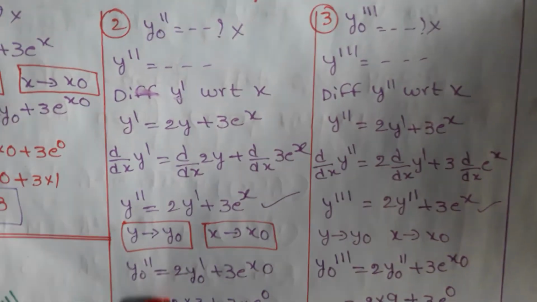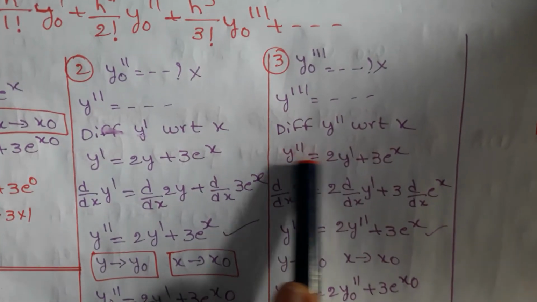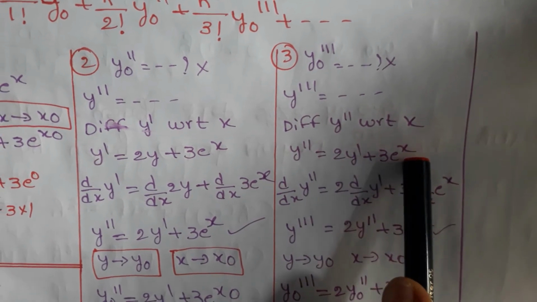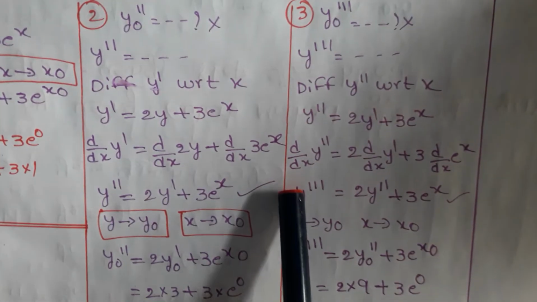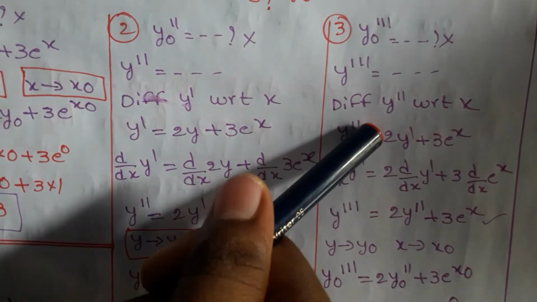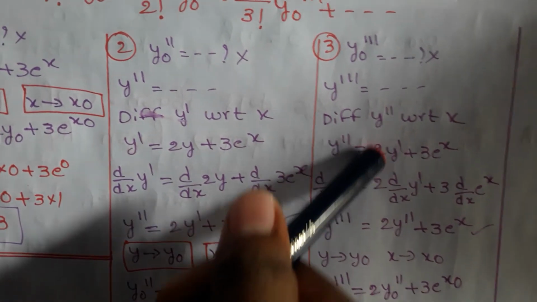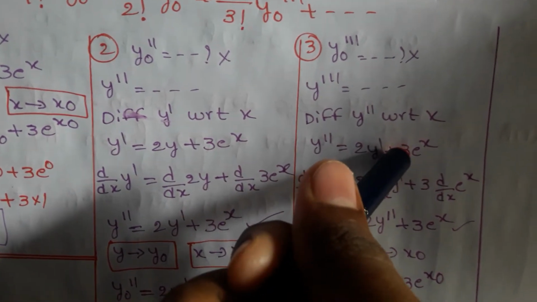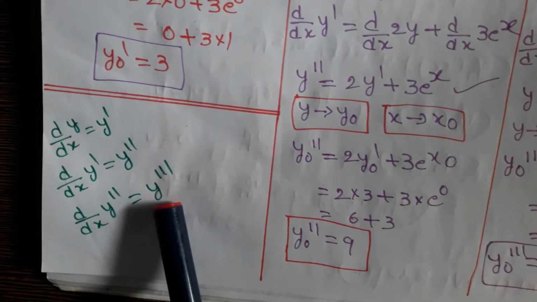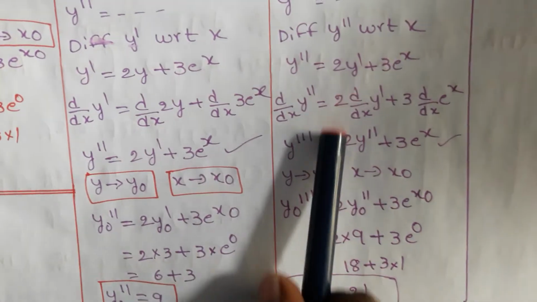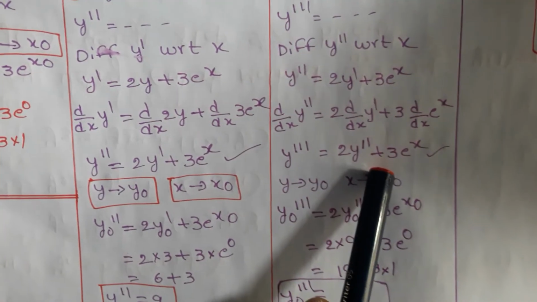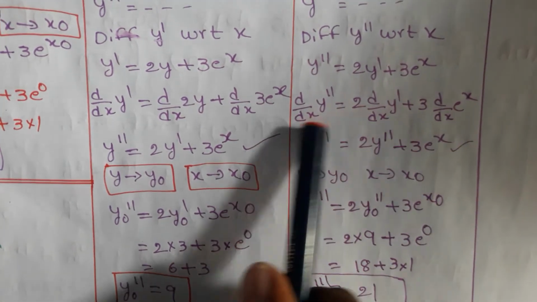y'' value is 2y' + 3 into e^x. So differentiate this y'' with respect to x, then you will get y'''. So d/dx of y'' is equal to 2 into constant term 2 into d/dx of y' plus 3, also a constant term, 3 into d/dx of e^x. d/dx of y'' is y'''. So y''' is equal to 2, constant term, d/dx of y'. d/dx of y' is y''. So 2y'' plus 3, constant term same, d/dx of e^x, e^x. This is the y'''.